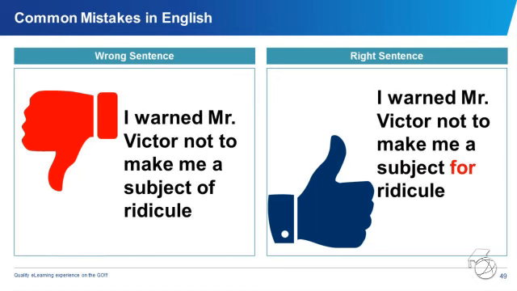It is wrong to say, I warned Mr. Victor not to make me a subject of ridicule. But the correct one is, I warned Mr. Victor not to make me a subject for or an object of ridicule. That is, I warned Mr. Victor not to make me a subject for ridicule, or I warned Mr. Victor not to make me an object of ridicule.